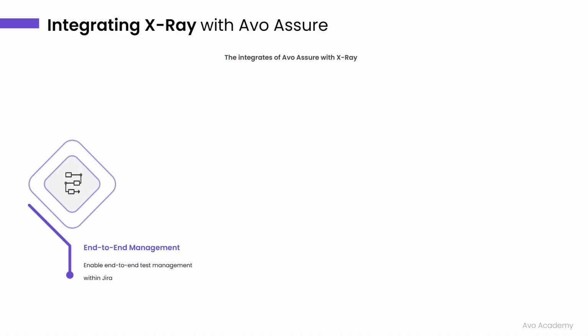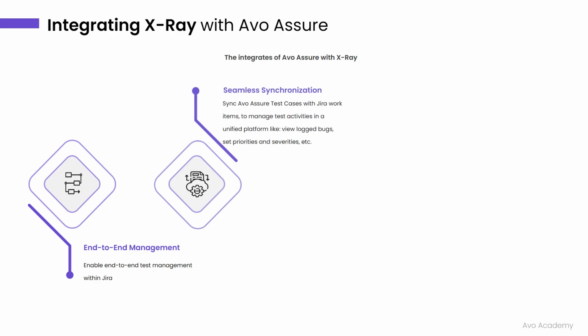With this integration, Avo Assure test cases sync with Jira work items that help to manage testing activities within a single and unified platform, such as viewing log bugs, setting priority and severity, managing attachments, assigning action items, and documenting steps to reproduce the defect.